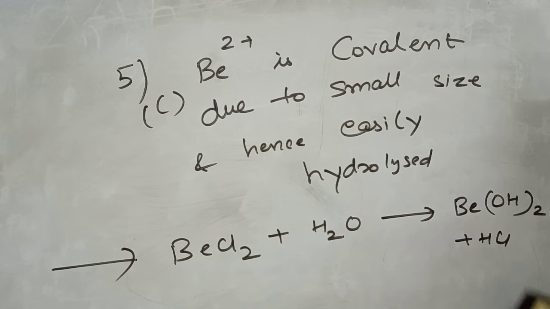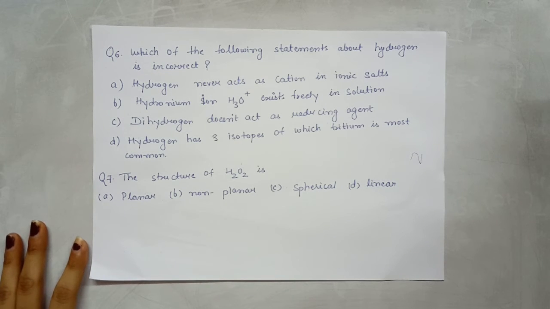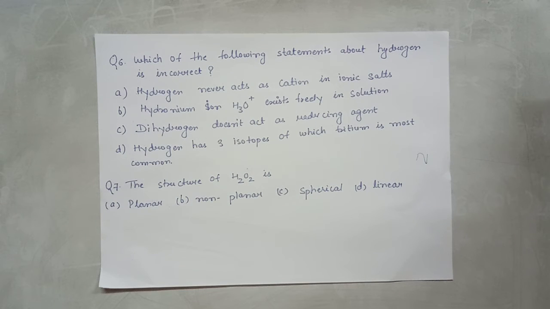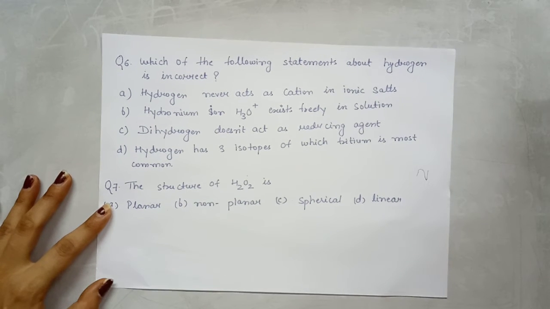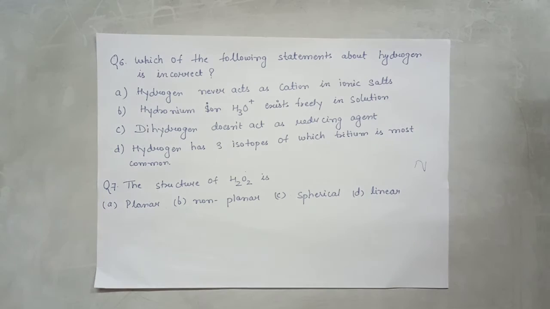Okay, sixth question. Question number 6. Which of the following statements about hydrogen is incorrect? So in this also you have to tell the option statement basically which is incorrect. Option A is hydrogen never acts as cation in ionic salts. This is the correct one, but it behaves as anion. Hydronium ion H3O+ exists freely in solution. Yeah, this is also correct. Dihydrogen does not act as reducing agent. It is incorrect one. Dihydrogen acts as reducing agent.